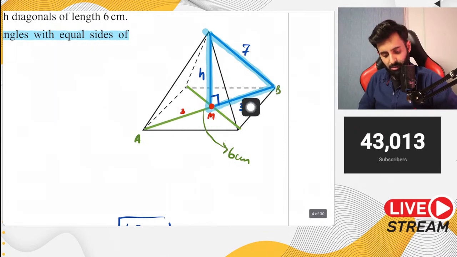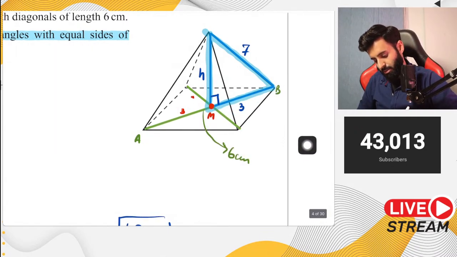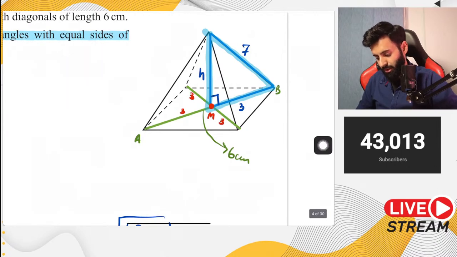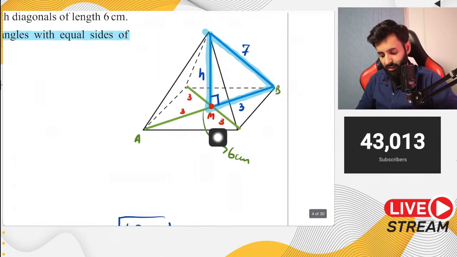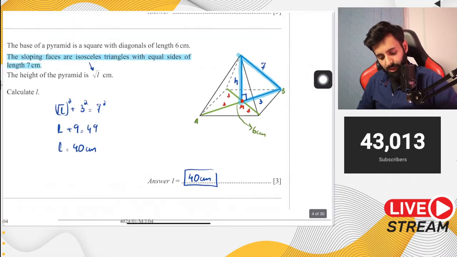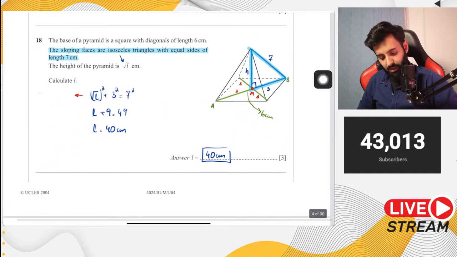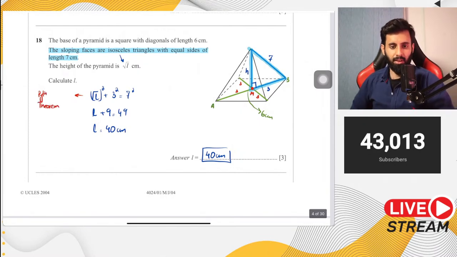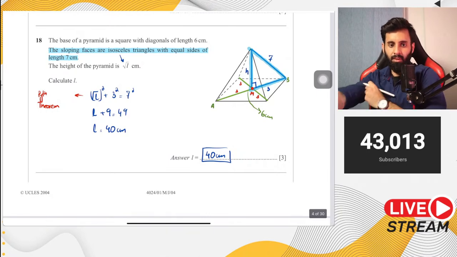So ye 3 hai, to ye bhi 3 hai. Theek hai, just like that, ye bhi 3 hoga, ye bhi 3 hoga. All the hamare kisi kaam ka nahi hai. But just so you guys know, these two are going to be 3 as well. Now here is 3, here is the height, and here is 7. So 3 squared plus h squared equals 7 squared, by using Pythagoras theorem. And there you go, this gives us our answer. That's the answer.